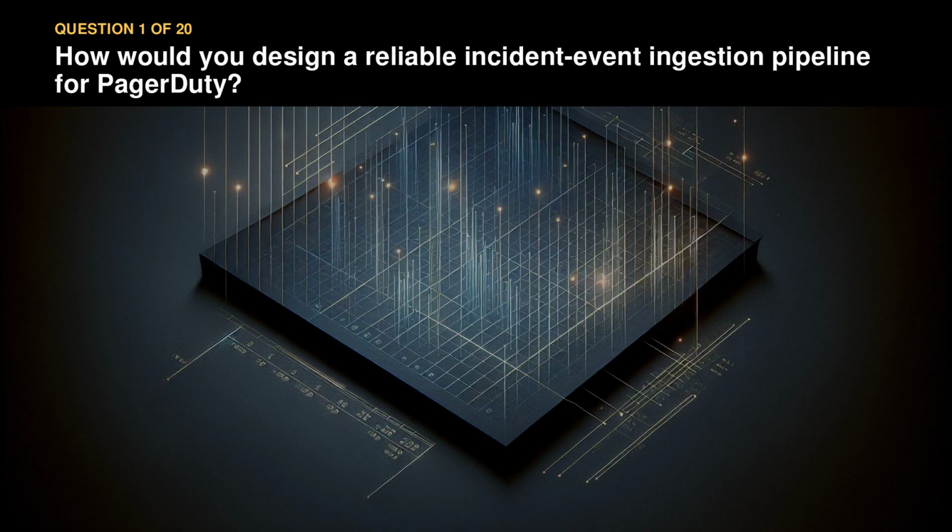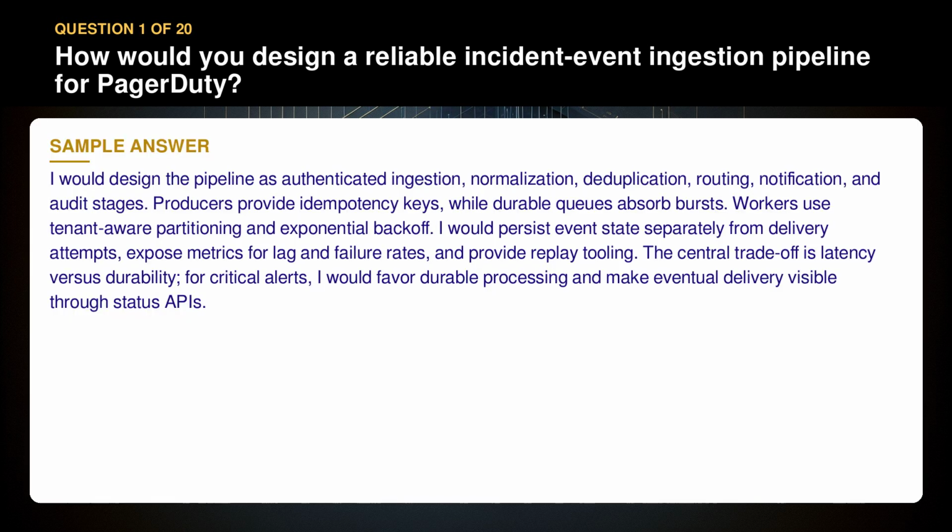Question 1. How would you design a reliable incident event ingestion pipeline for PagerDuty? I would design the pipeline as authenticated ingestion, normalization, deduplication, routing, notification, and audit stages. Producers provide idempotent keys, while durable queues absorb bursts. Workers use tenant-aware partitioning and exponential backoff. I would persist event state separately from delivery attempts, expose metrics for lag and failure rates, and provide replay tooling.